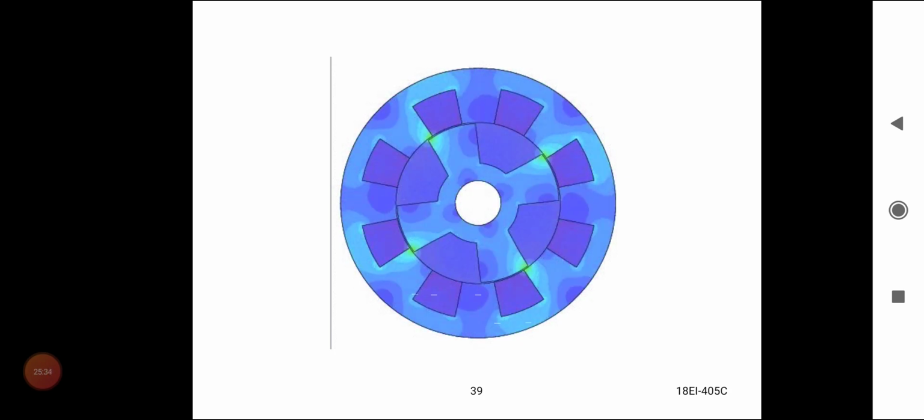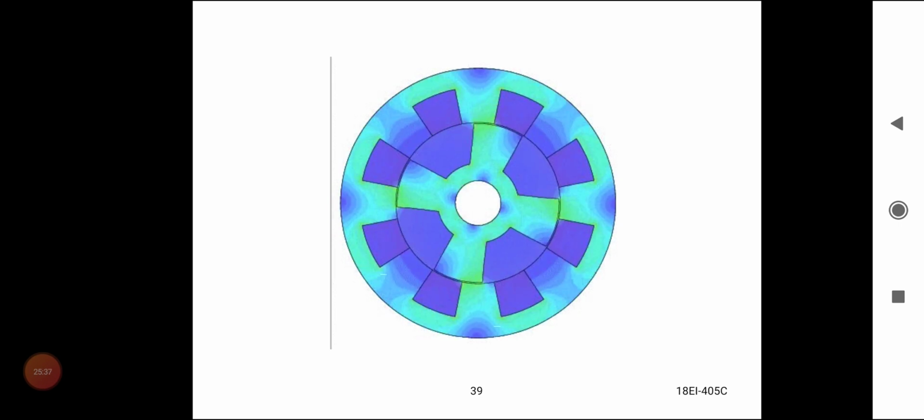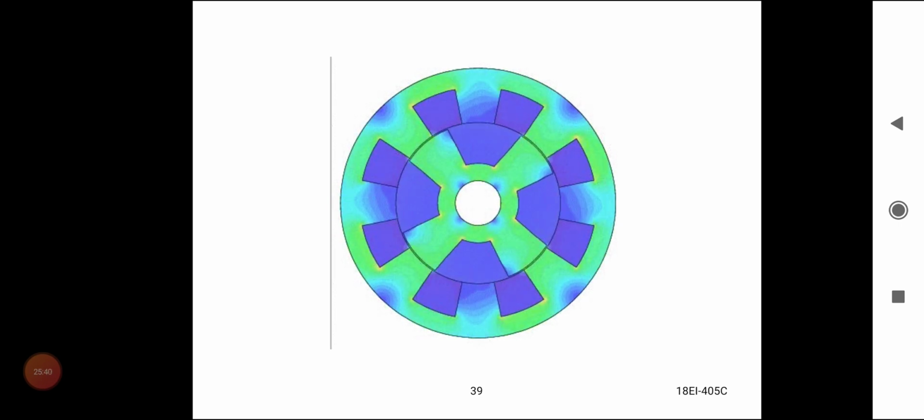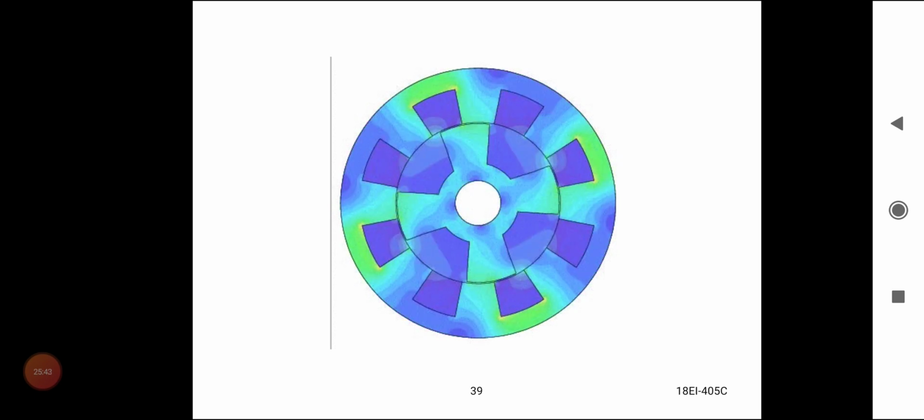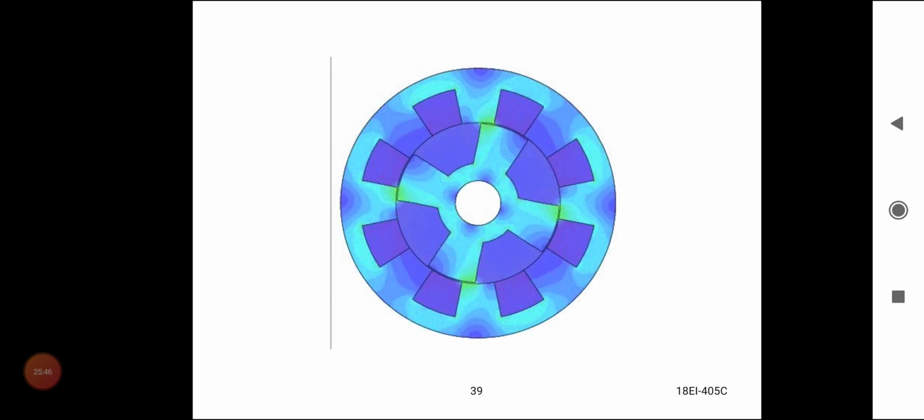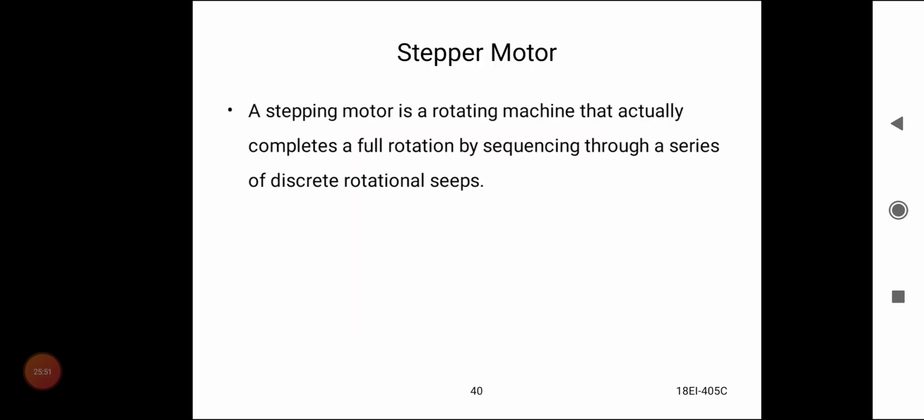The air gap between the pole and stationary teeth causes electrical pulses to be generated, which cause discrete steps of rotation of the stepper motor. A stepper motor is a rotating machine that actually completes a full rotation by sequencing through a series of discrete rotational steps.